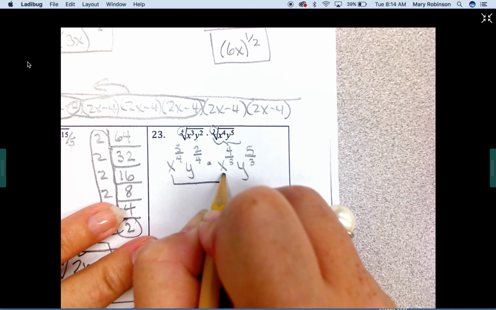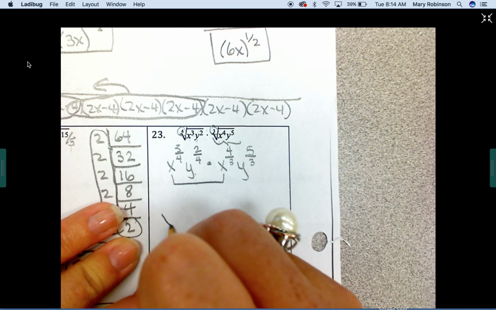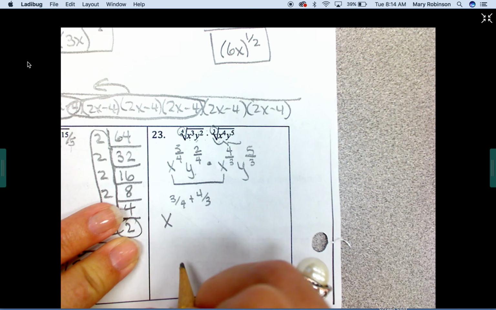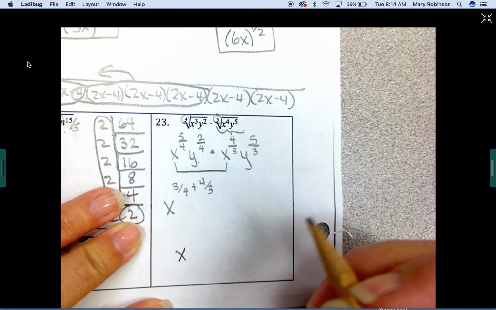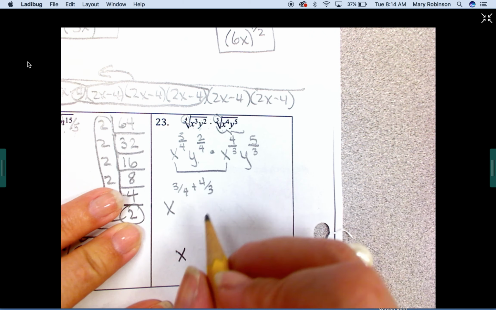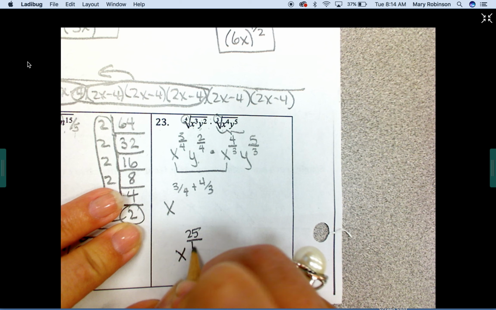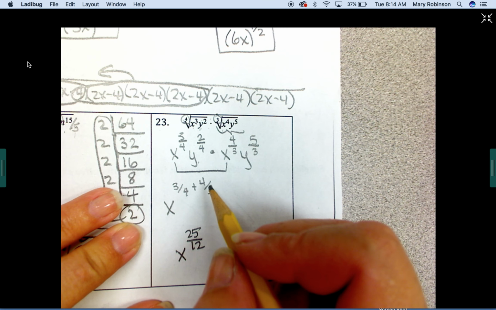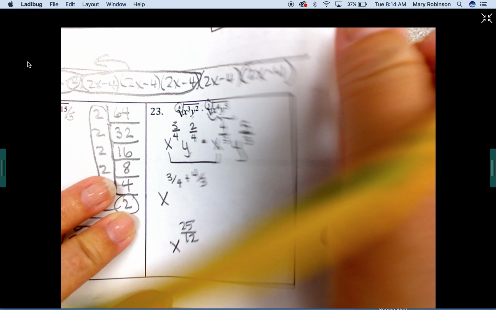Now when I'm multiplying x's, I have to add their exponents. So 3/4 plus 4/3. Use your calculator for that if you like. That's 9 plus 16 over 12, 25/12. So that's x to the 25/12.